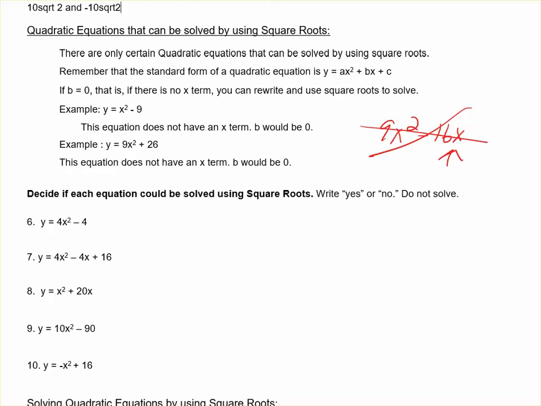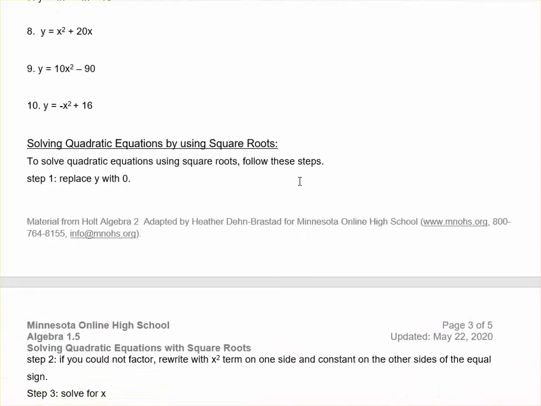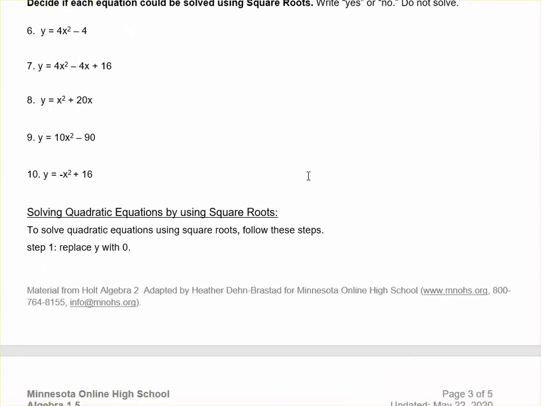So for 6, 7, 8, 9, 10, you're going to write yes or no. Which one of these could be solved using square roots? So be careful. It's not just if there's 2 terms. It's that if there's 2 terms and there's no x term. So there's a couple of those that would not be able to be solved by using the square root method. You only have to write yes or no. Do not have to solve those.